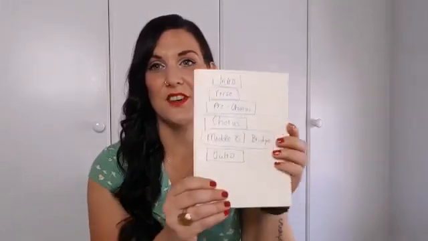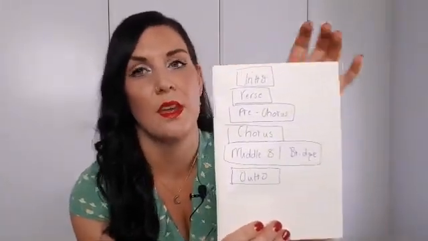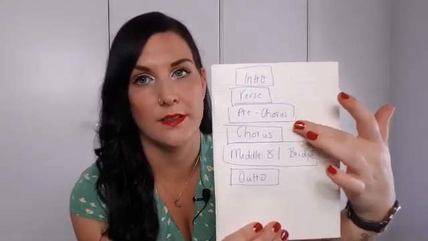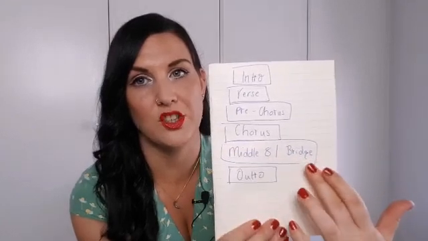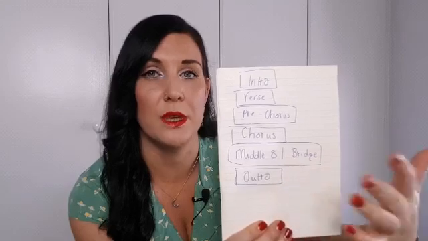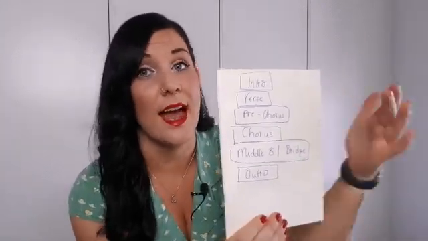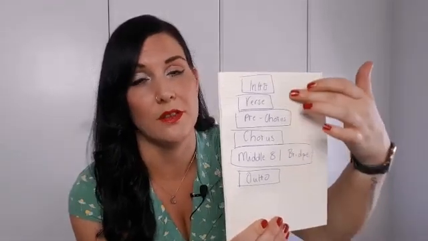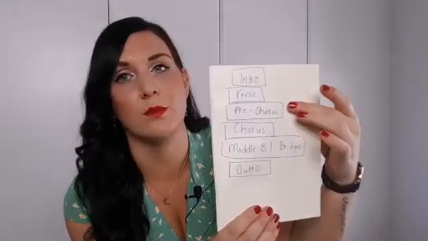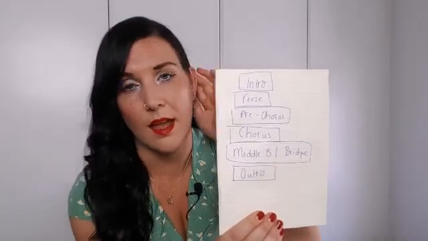So these are your different song sections that you can have in your song. You have your intro, your verse, your pre-chorus, chorus, middle eight or bridge, and your outro. Now, a lot of the time your intro and your outro will be musical, not all the time, because there's so many different ways to structure a song, and you don't have to include all of these sections in your song either.